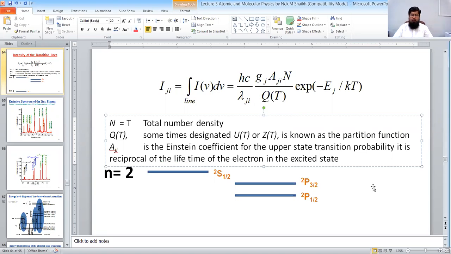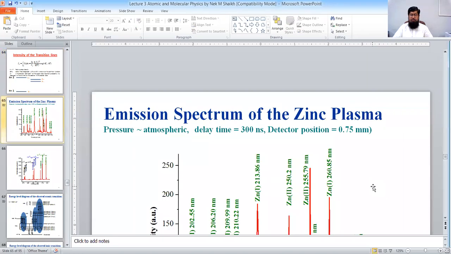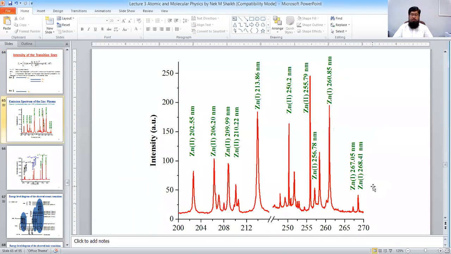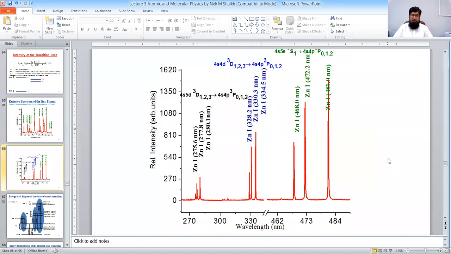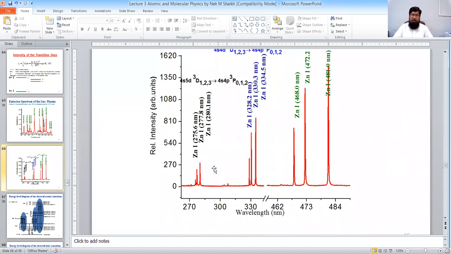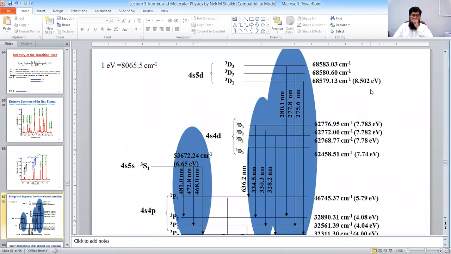So if we look at the next slide, this is the spectrum of zinc. This is the ionic spectrum of zinc. This is how the levels are distributed. This level has a maximum number of photons as compared to this level. This level is much more populated as compared to this level. Why? Because the transition probability and the energy of the excited state are different. If we look here, this is the de-excitation channel.